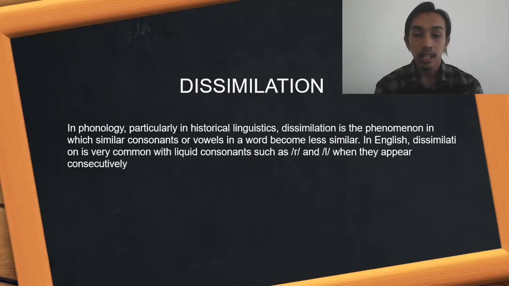And the last slide is dissimilation. In phonology, particularly in historical linguistics, dissimilation is the phenomenon in which similar consonants or vowels in a word become less similar. In English, dissimilation is very common with liquid consonants such as R and L when they appear consecutively.